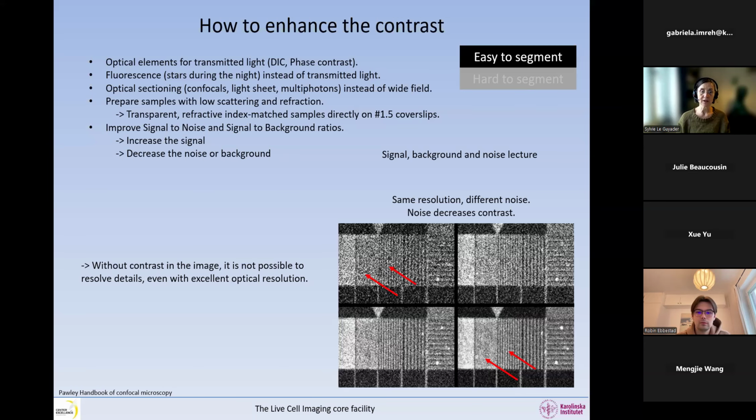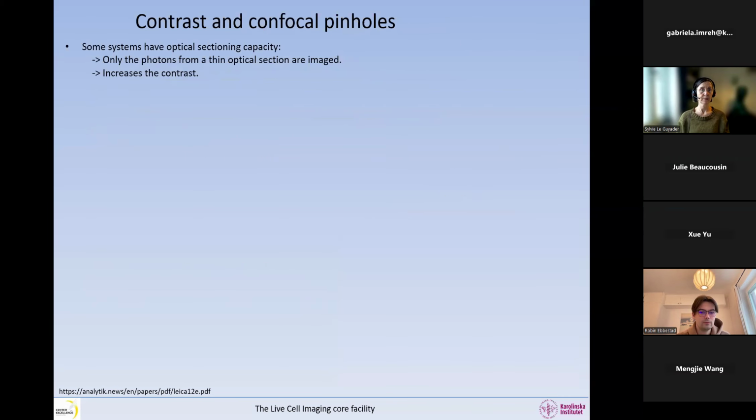So without contrast in the image, it's not possible to resolve details, even with excellent optical resolution. Improving the contrast increases the resolution that we can use, and therefore the image resolution. So that's what we're talking about today. So confocal pinholes are there to increase the contrast.